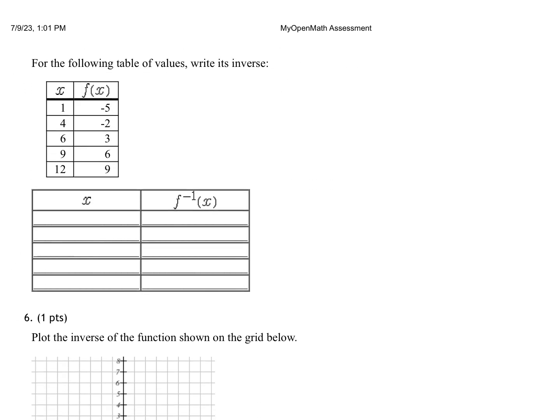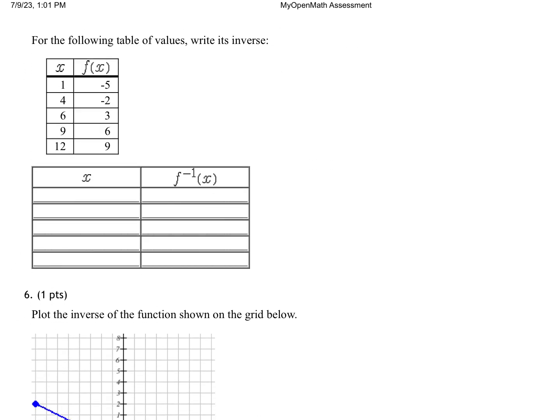All right, for the following table of values, write its inverse. So we have the x's and the y's. Remember that the inverse just flips the relationship. So now the x's are going to become the y's. So 1, 4, 6, 9, and 12 would go over here. And the old y's are going to become the new x's. So -5, -2, 3, 6, 9. So all you're doing there is flipping the x's and y's.